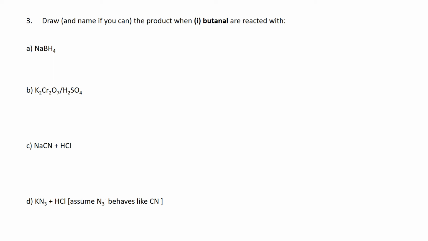So some reactions. Draw and name the product. First of all, butanal. So there's butanal there, a four-carbon aldehyde. Now one of the tricks with organic reactions, predicting them, is just to recognize them. So you see NaBH4, what's that? Well, NaBH4 is a reducing agent, so that's a reduction. This is an oxidizing agent, so that's an oxidation.